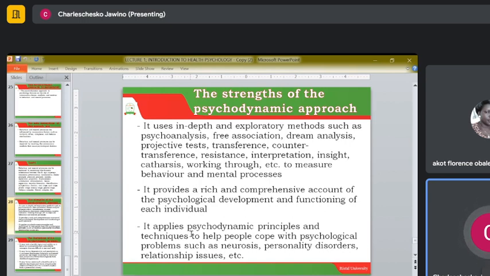Did he grow up with his parents? Was he cared for? Was he breastfed well? How was his birth? Was it by a cesarean section? Was it by a push? All these aspects influence behavior. However, it is the psychodynamic approach that will provide an account of how this child developed. Another strength is that it applies psychodynamic principles and techniques to help people cope with psychological problems such as neurosis, personality disorders, and relationships.